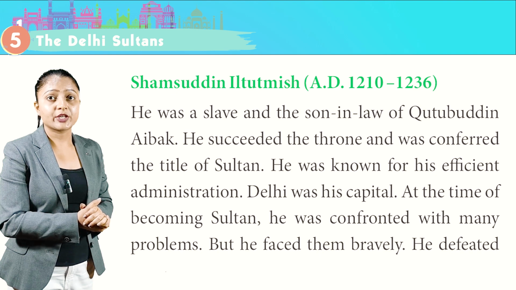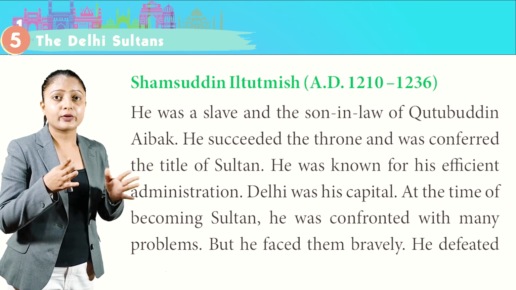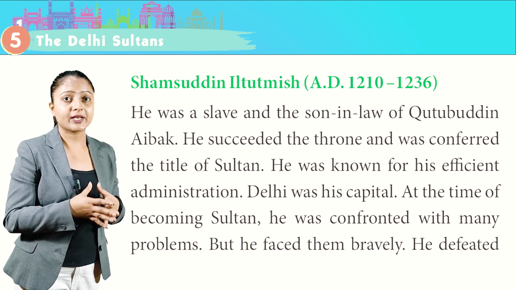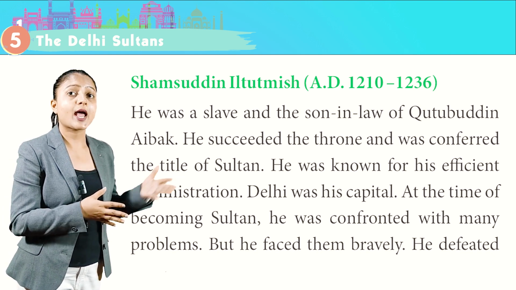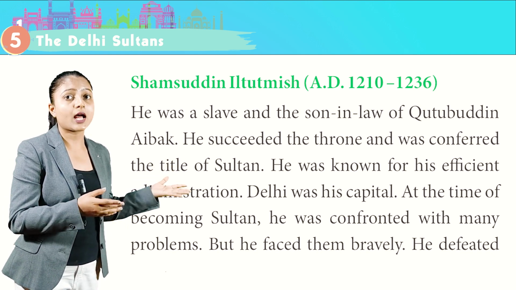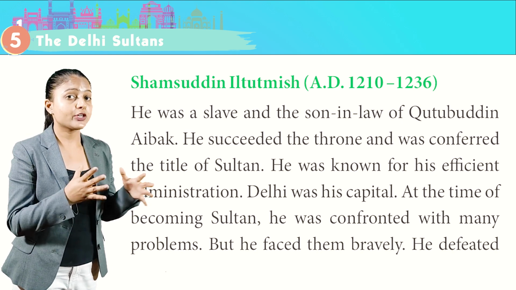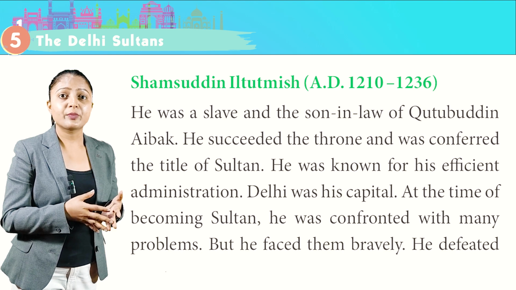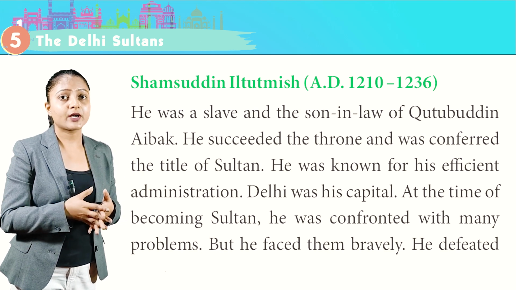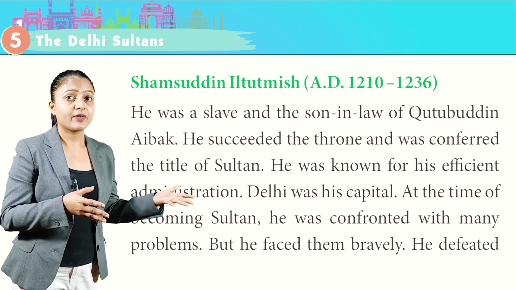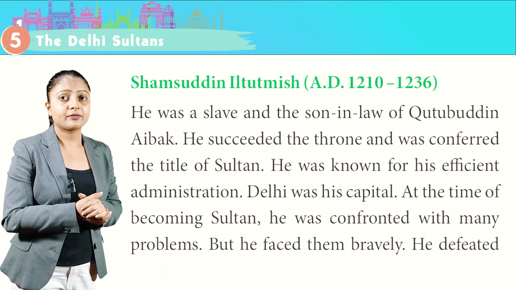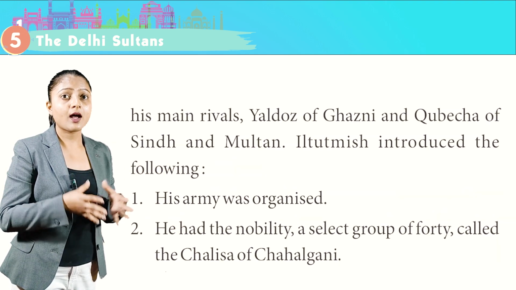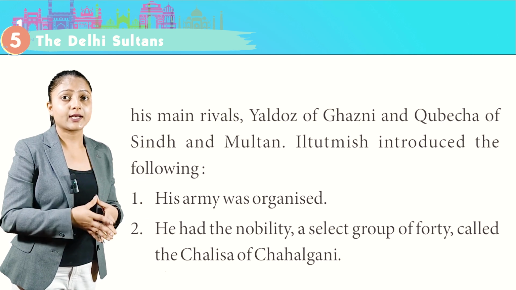Shamsuddin Iltutmish, AD 1210 to 1236. He was a slave and the son-in-law of Qutbuddin Aibak. He succeeded to the throne and was conferred the title of Sultan. He was known for his efficient administration. Delhi was his capital. At the time of becoming Sultan, he was confronted with many problems, but he faced them bravely. He defeated his main rivals, Yaldoz of Ghazni and Qubacha of Sindh and Multan.